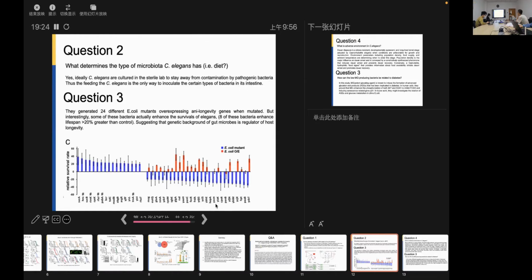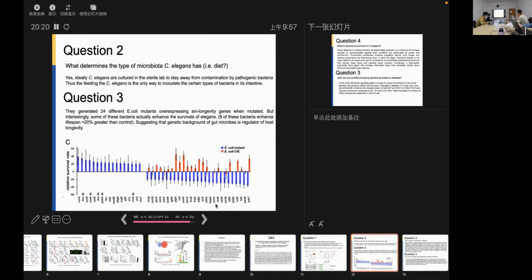And question three. She's asking how many genes stay in the section ones, and which are anti-longevity genes here. And these genes are actually anti-longevity genes, and they overexpress them. They're trying to find whether this overexpression of anti-longevity genes has impacted the lifespan of C. elegans. And they found that some of them actually enhance lifespan, with 8 of these bacteria enhancing lifespan by 20%. So it's a really interesting conclusion from this data.